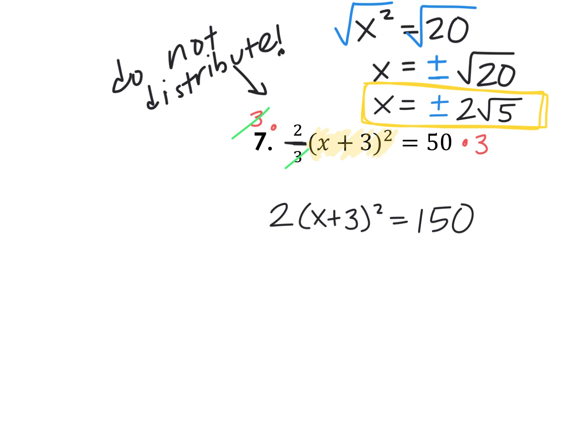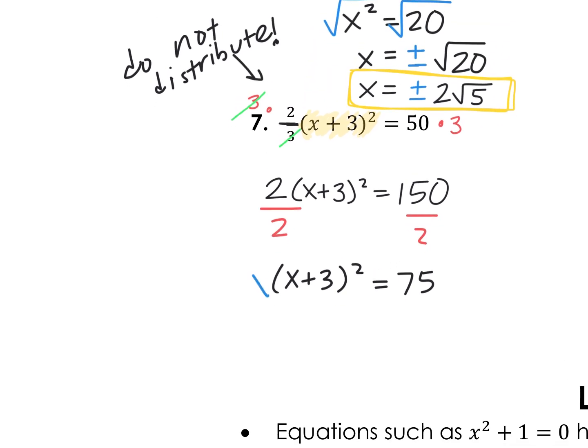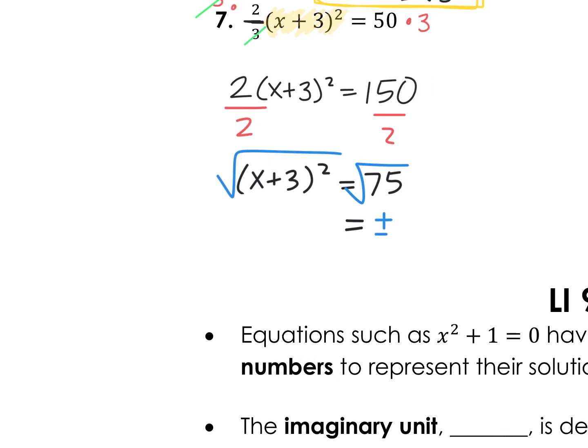So instead, what I highlighted in yellow, you got to get that alone, just like absolute value bars. So divide by 2, and we get 75. And now that that's finally alone, you can take the square root of both sides. When you take the square root, you do plus or minus right away. Plus or minus square root of 75, and that is still equal to x plus 3.